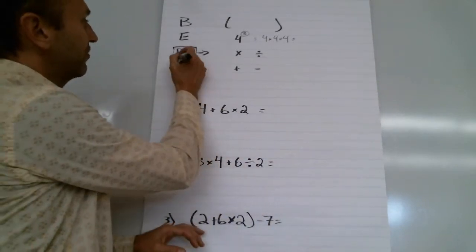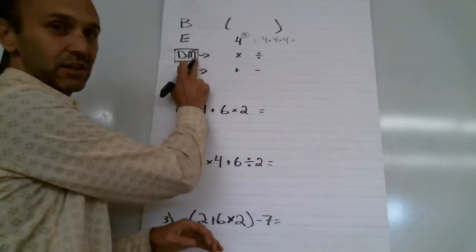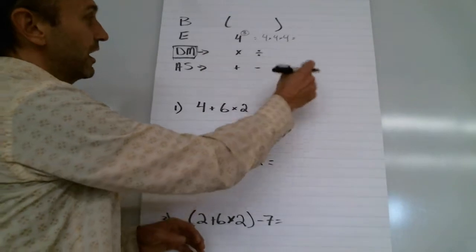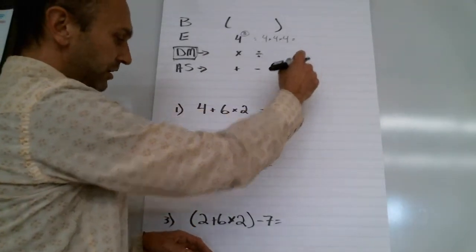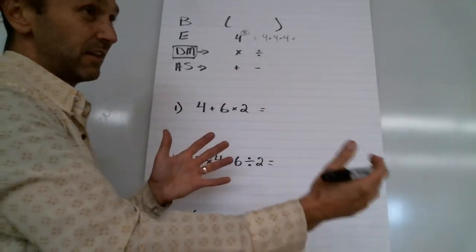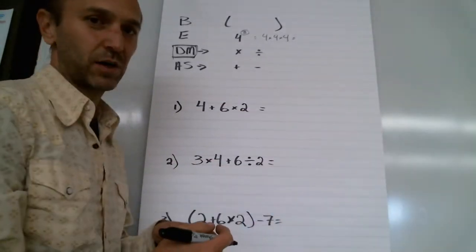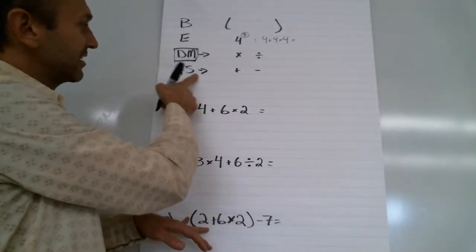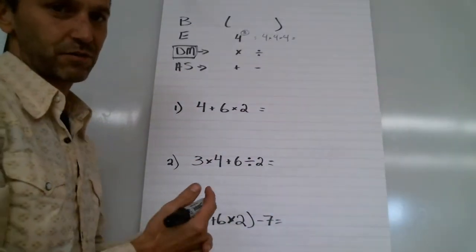Next thing down, we have division, multiplication, as they occur from left to right. So if the division comes before, then we do that. It's whichever one comes first in the equation. Next thing, last, is addition and subtraction as they occur from left to right.